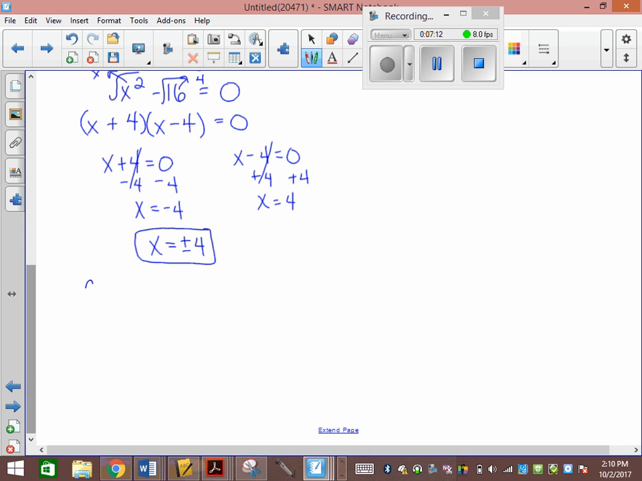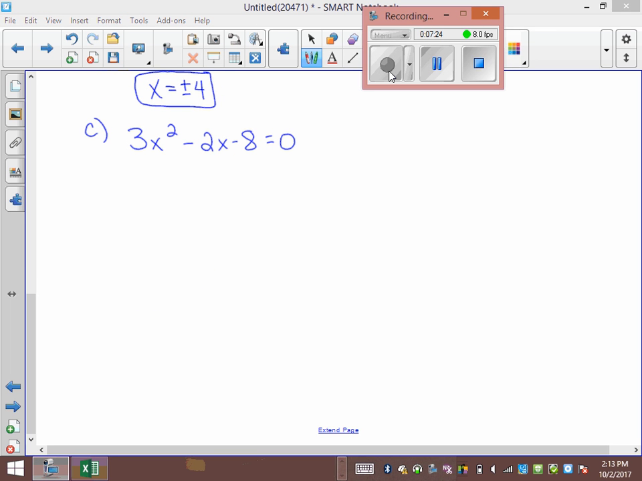This one's decomp. 3x squared minus 2x minus 8 equals 0. Solve it. Okay, so we say what times what equals 3 times negative 8. We always multiply the front by the back, okay? So negative 24. Even if it's a 1, you did that. And then what plus what equals our middle term, negative 2? So we're going to get negative 6 and positive 4.